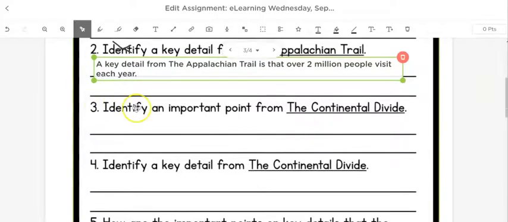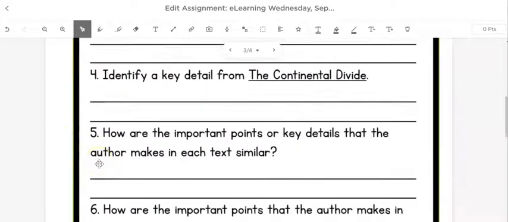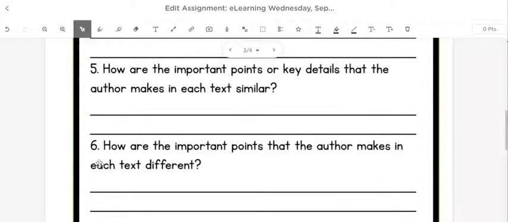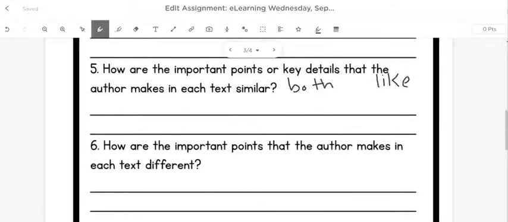Now on your own, you're going to do the same thing with question 3 and question 4. The last two questions are asking you to compare and contrast. Comparing words are some like both or like, saying how they are similar. Contrasting words might see something like different.